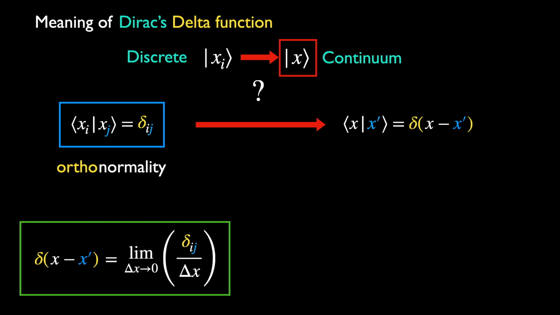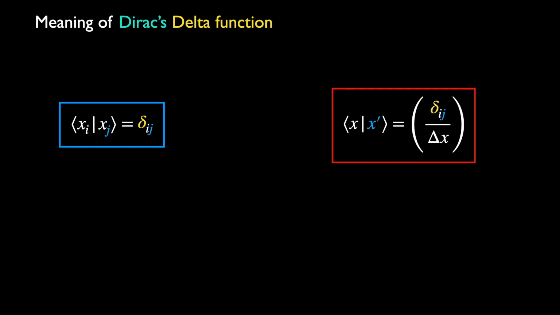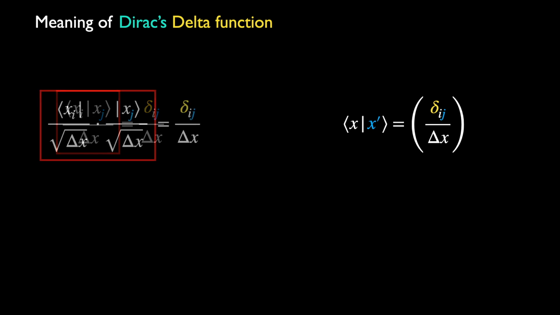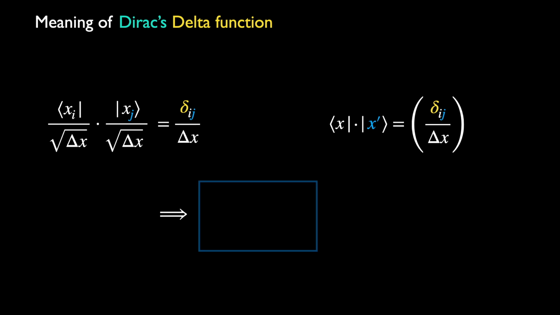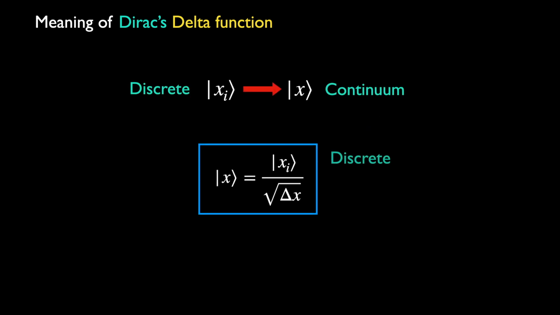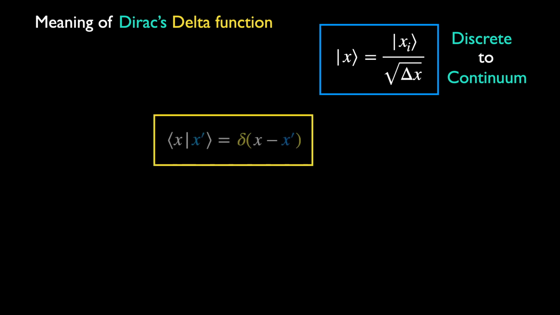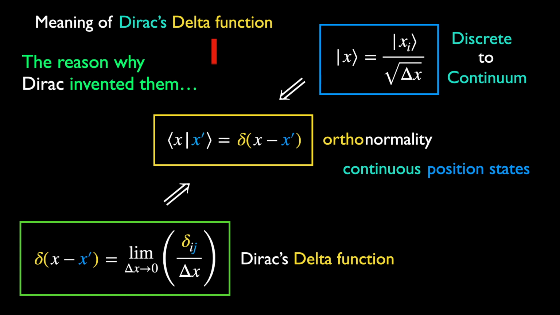Let's use the definition of the green box. The blue box can be turned into the red box if we divide by delta x. This allows us to define the continuum states in terms of the discrete. So we can see the delta function as the definition of the orthonormality of continuous position states. This is actually the reason why Dirac invented them.